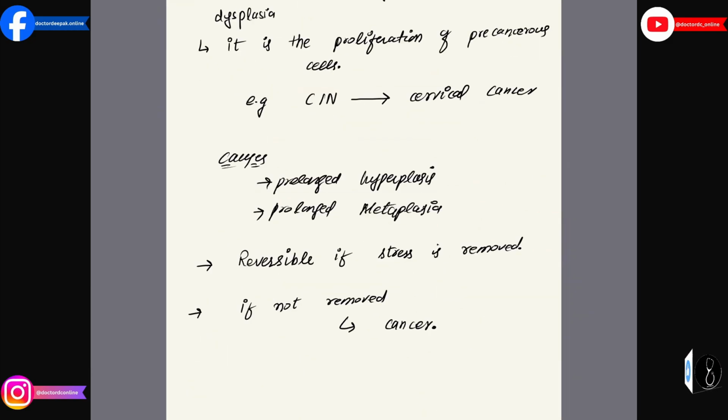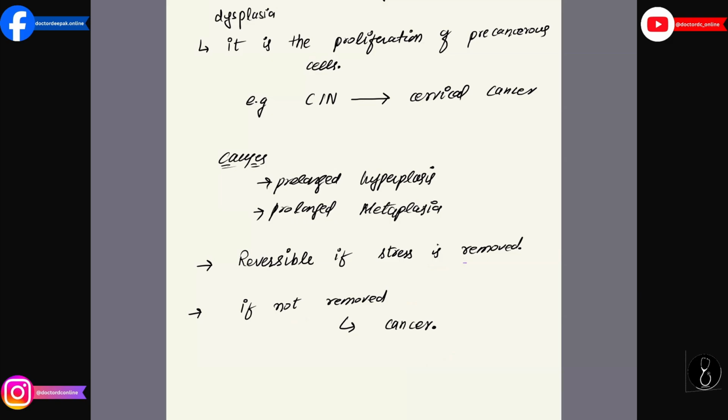As you guys studied before, the metaplasia is reversible. Same like that, dysplasia is also reversible if the stress is removed. And if the stress is not removed, it is going to be cancer. So that's all about the dysplasia.